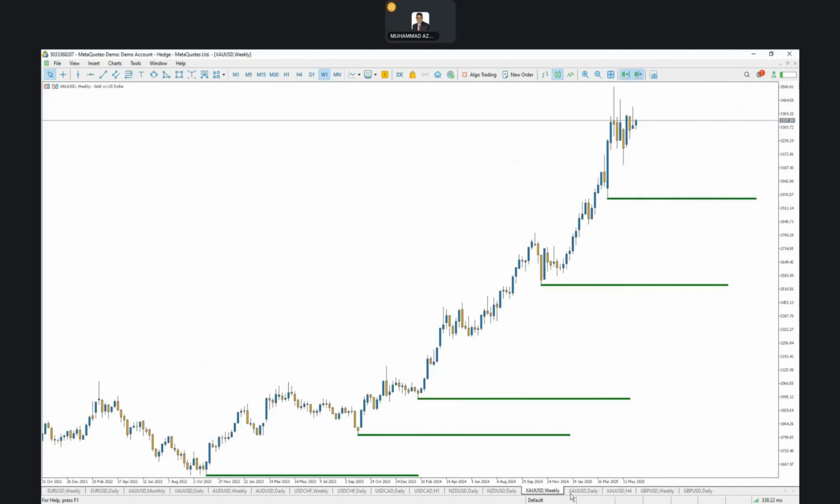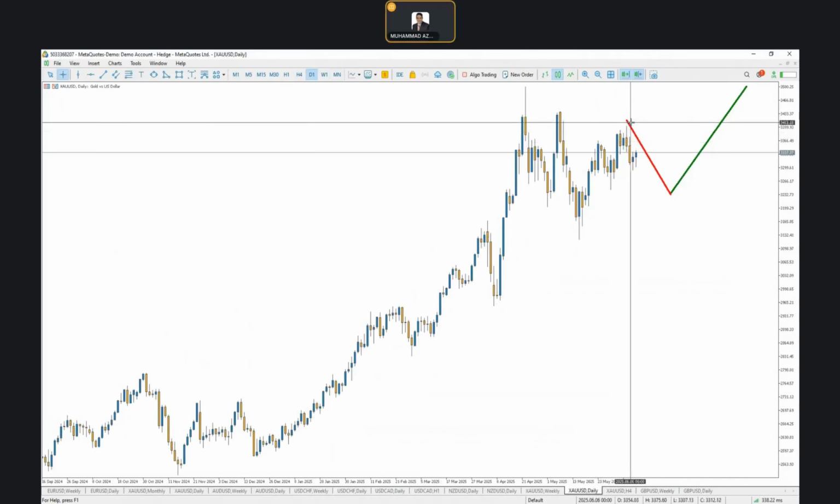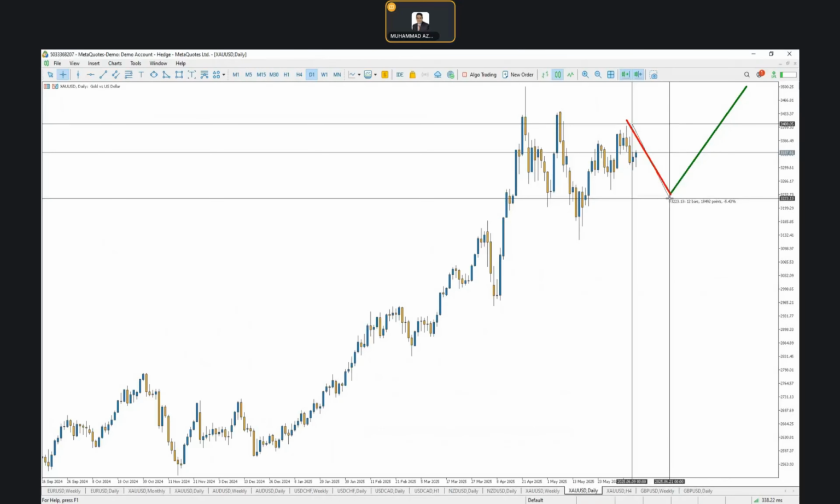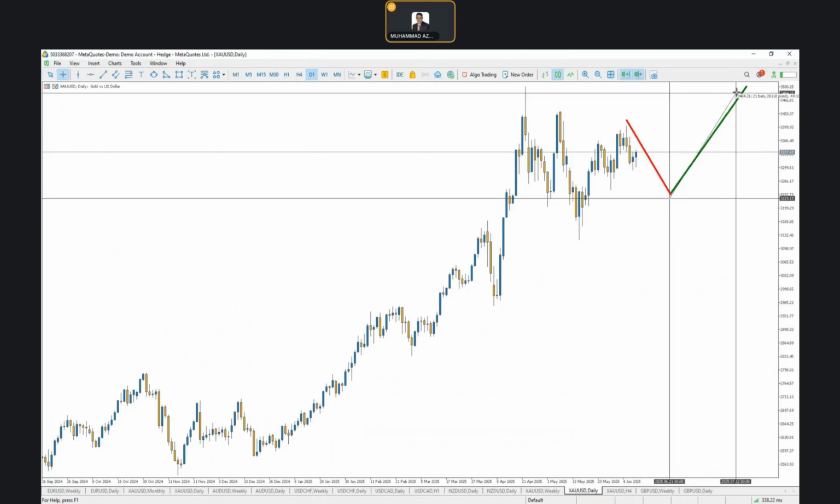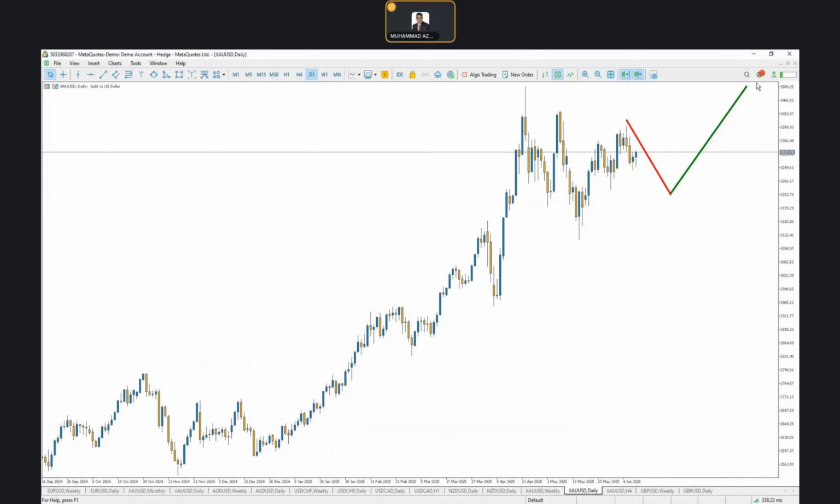Okay, so overall, on a short-term basis, we might get kind of a pullback over here in price action, but after that, expect further upside in spot gold.